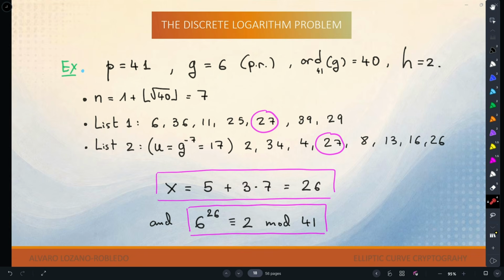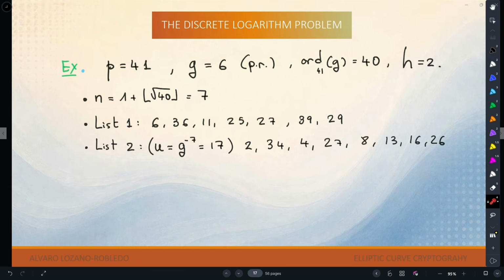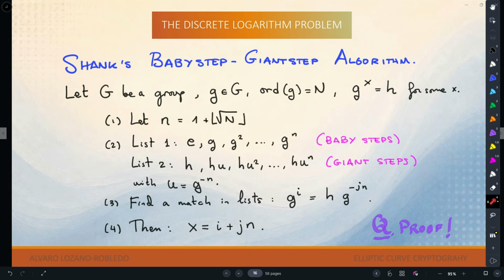Yes? So the first list was powers of 6, and then you took them mod 41? Yes. And then how did you get the second list? The second list is h. So did I do this right? Yes, so h, starting with the number that I'm trying to find, 2, and then 2 times u, and 2 times u squared, and then 2 times u cubed, etc. So the u, I pre-computed what is g to the minus n, which was the value of u here, and then go from there.